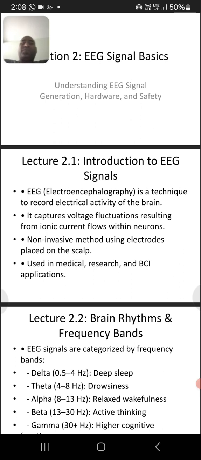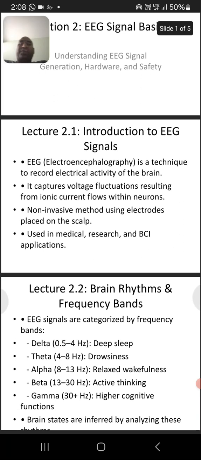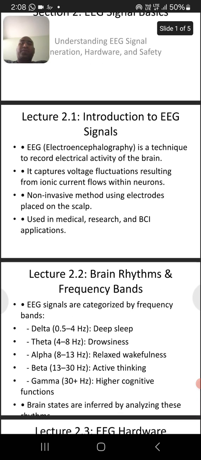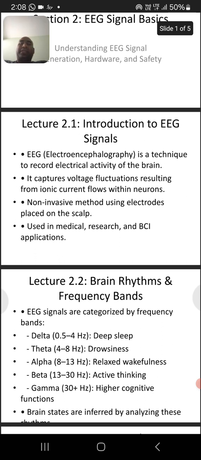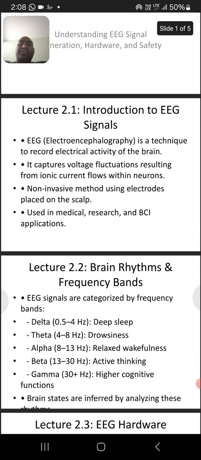So first we go for the EEG signal basics, which is the introduction to EEG signals, lecture 2.1, in which we cover what EEG signal means. Electroencephalography is a technique to record electrical activity of the brain. So the signal used is the signal coming from the brain: alpha, beta, gamma, delta, theta. These signals are electromagnetic waves, electrical waves.